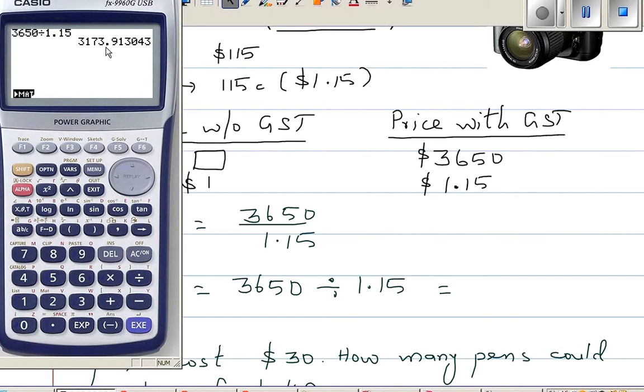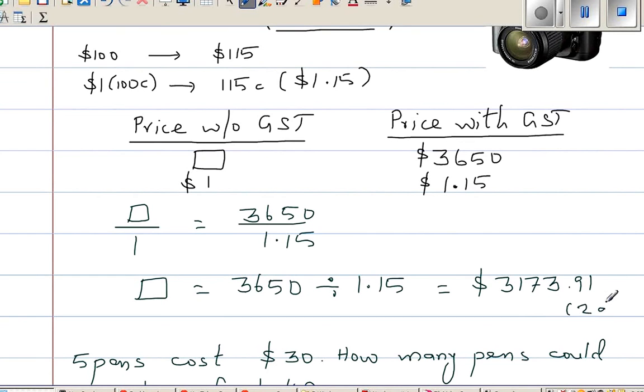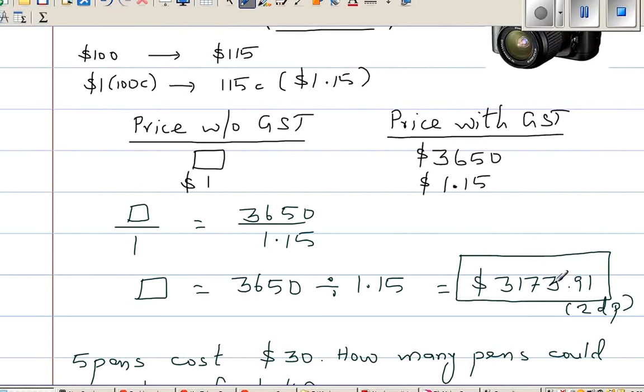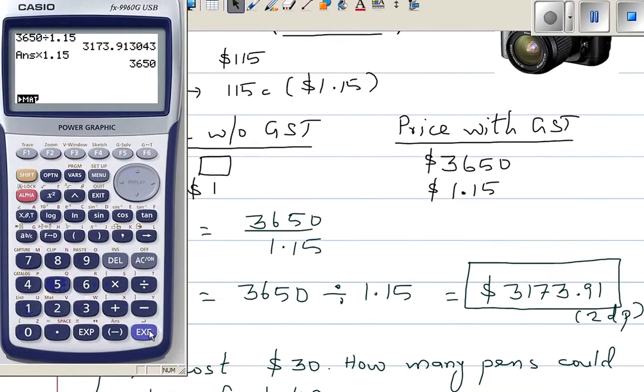So this is 3173.91. So the answer is 3173.91, rounded to 2 decimal places. So in other words, this is the price without GST. Now if you want to check your answer, if you multiply this by 1.15, you get the price with GST. So if you want to go backwards, so this is the price that doesn't have the GST, and if you want to find the price with GST, you go backwards, times it by 1.15, you get 3650.